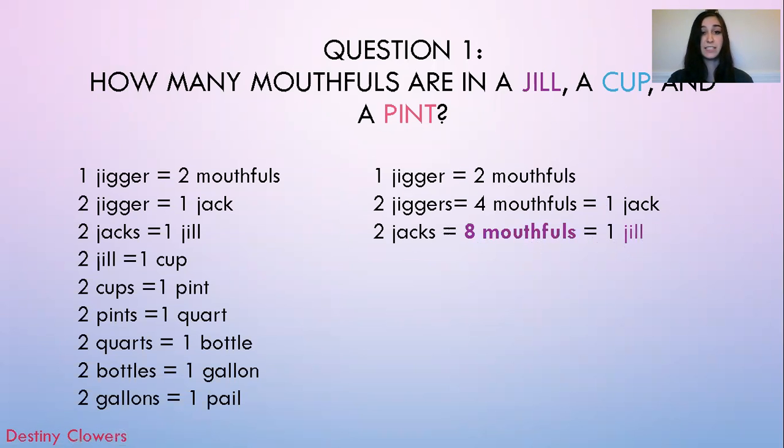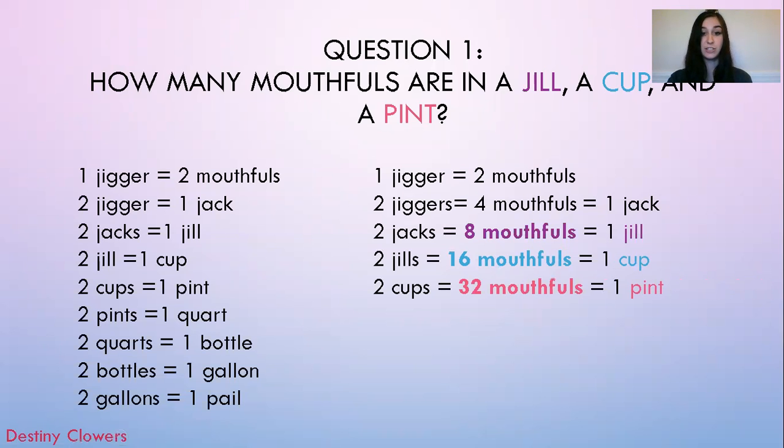Now we're going to keep continuing this process, and now we've got 2 gills equals 16 mouthfuls because we multiplied 8 by 2 to get 16. We doubled it, and this gives us our answer for a cup. So 16 mouthfuls are in 1 cup. And now we're going to double 16 again. So 16 times 2 equals 32. And that means that there are 32 mouthfuls in 2 cups, which is also equivalent to 1 pint. So that's our final answer. 32 mouthfuls is equal to 1 pint.